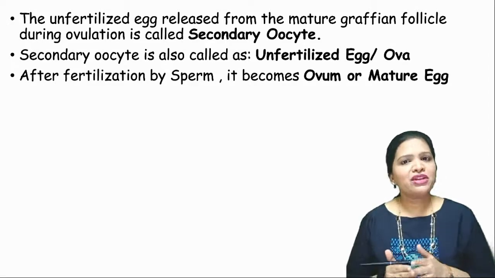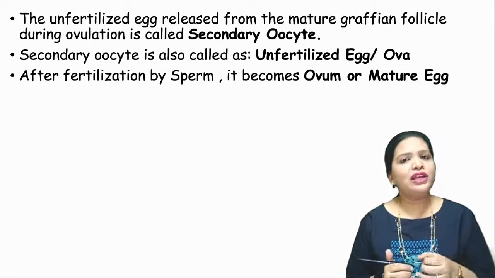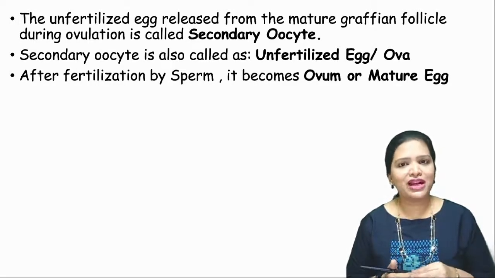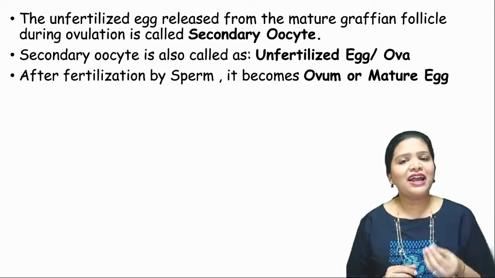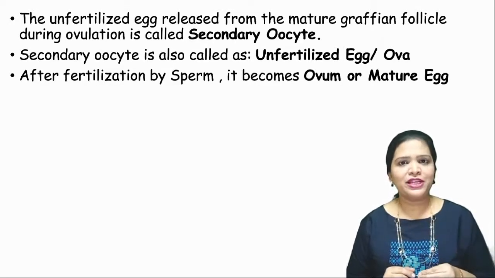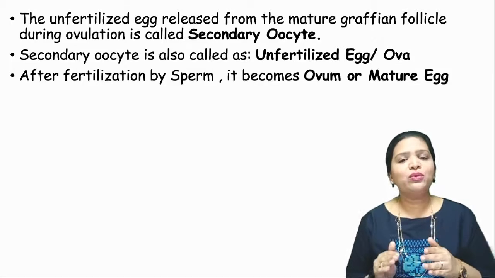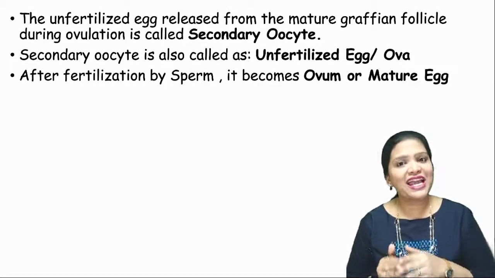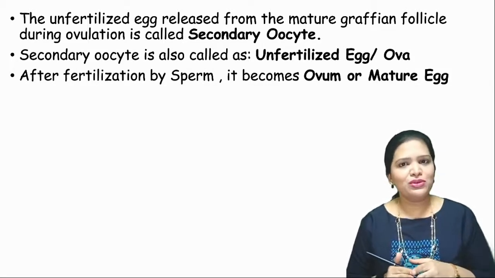See, during the menstrual cycle at the 14th week of the cycle, ovulation occurs. So during ovulation, what happens? The mature Graafian follicle ruptures and releases the secondary oocyte. So exactly, the secondary oocyte is what we are calling an egg. So its structure only we are going to see here.